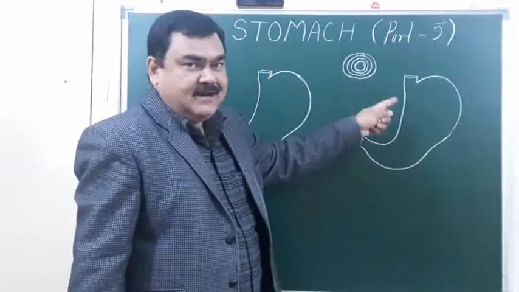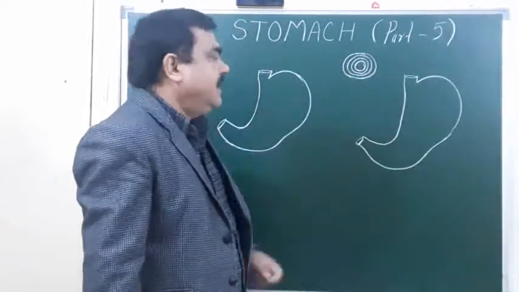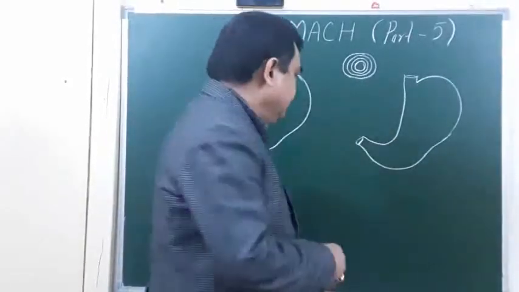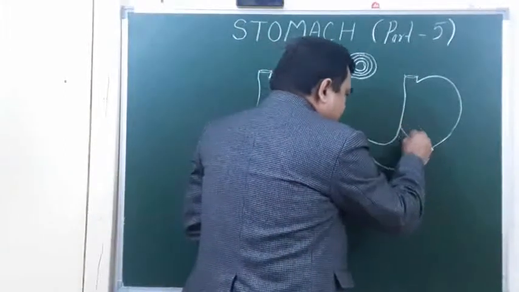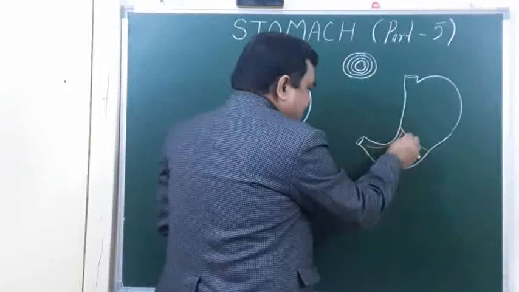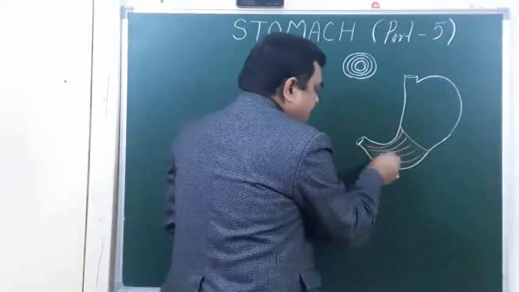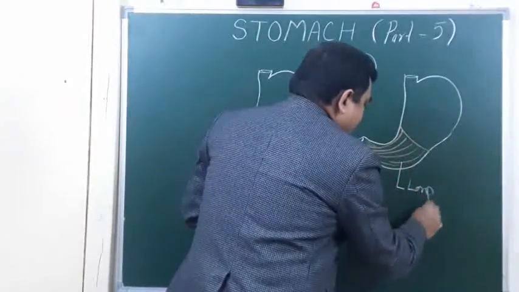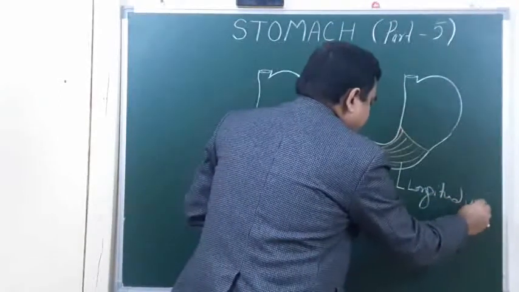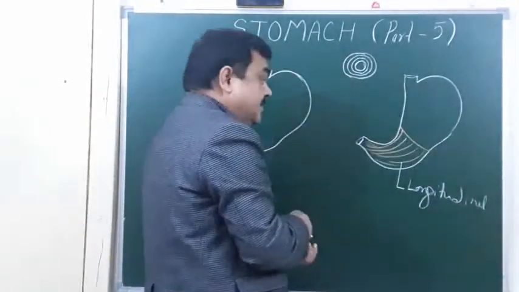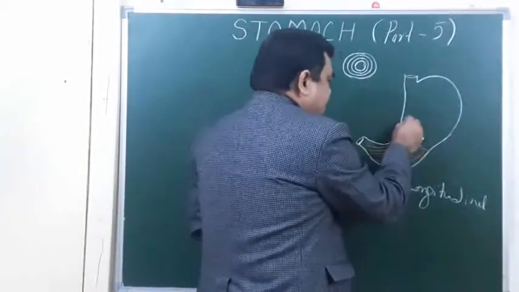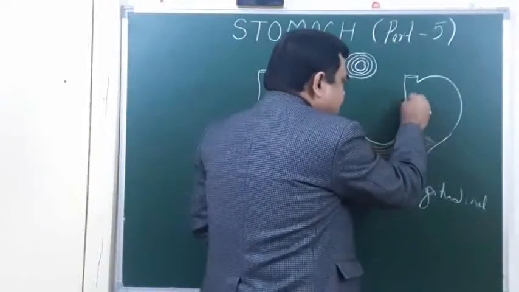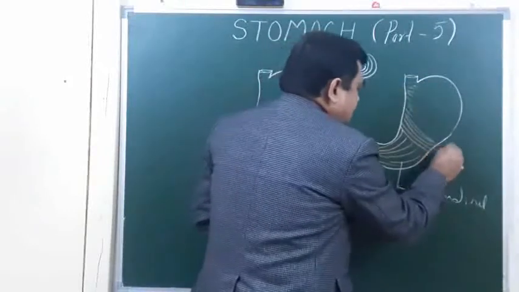After removing the peritoneal lining, that is the serosa, you will find the muscular layer, the second layer. Here, in the stomach, three layers of muscle are present. The outermost layer is the longitudinal muscle layer. Then next to this, the muscles are in a circular layer.